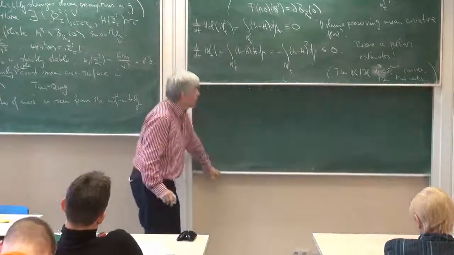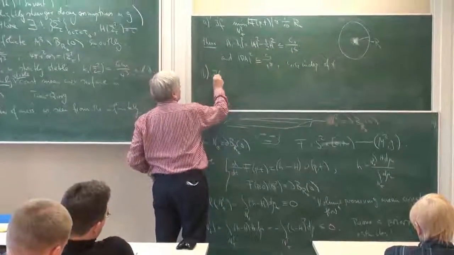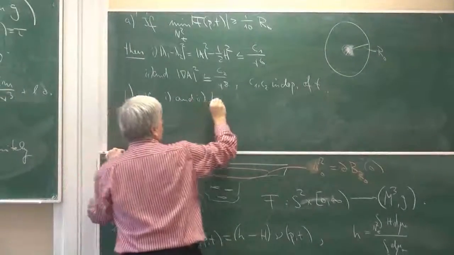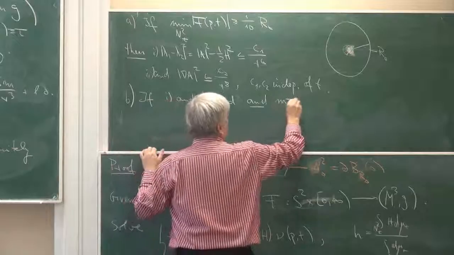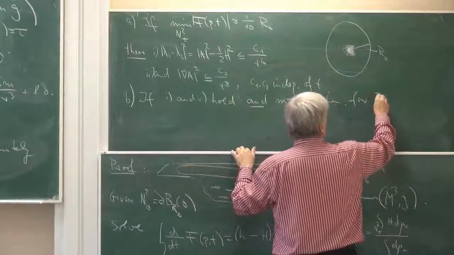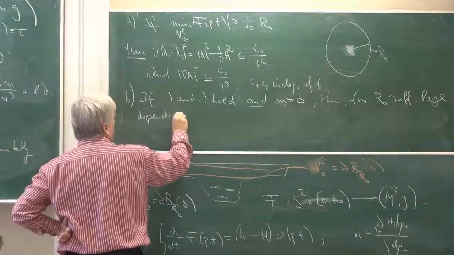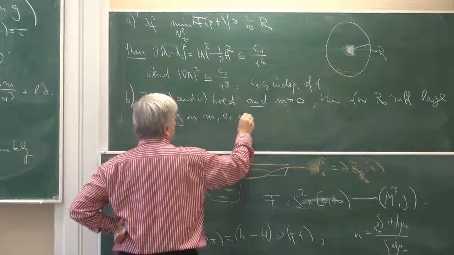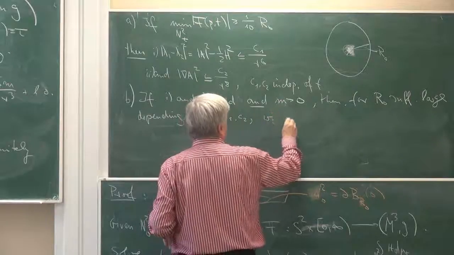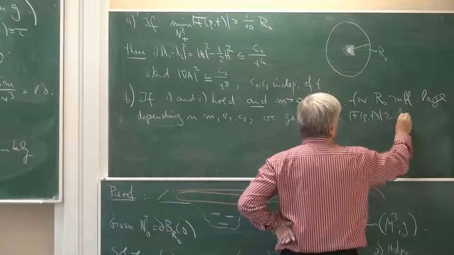But the second step says that if these two estimates are true, if 1 and 2 hold, and the mass is strictly positive, then for sufficiently large, depending on m and C1 and C2, so this only works for sufficiently large, we get an estimate that the minimum of f pt is bigger than, I don't know, 1/4 r0.